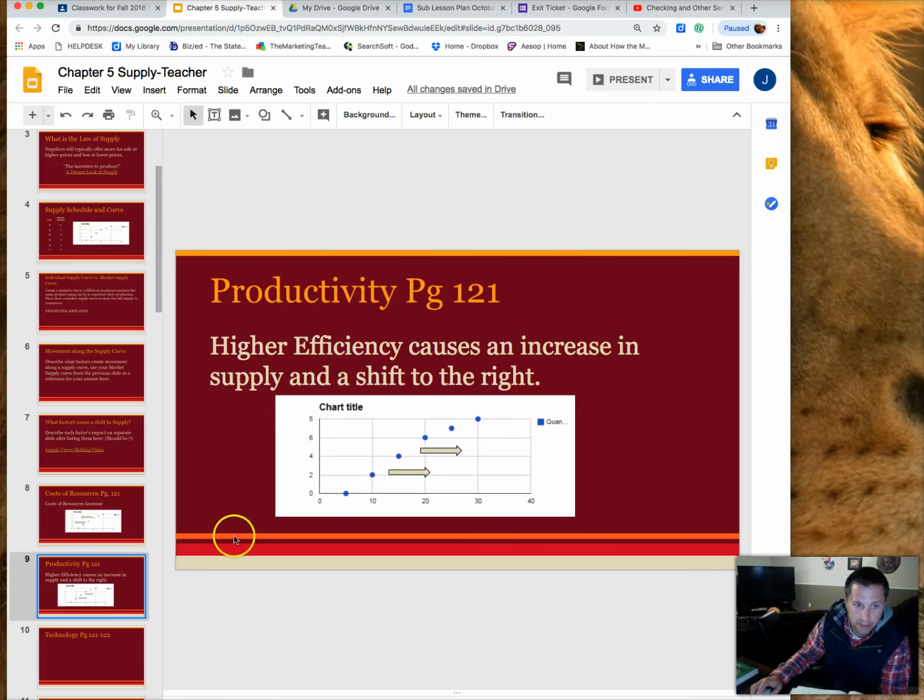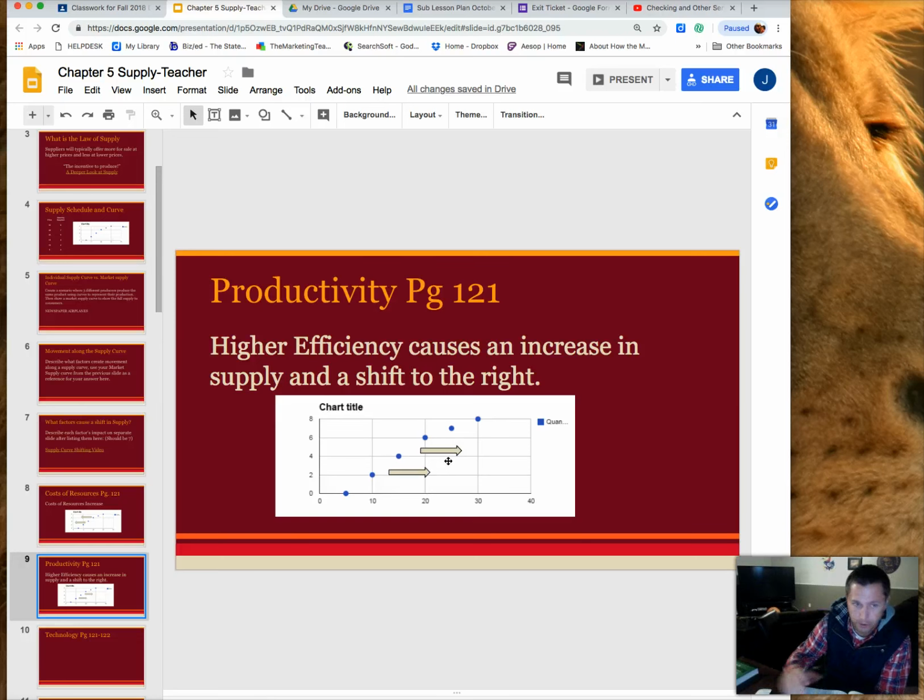On the next one, I did another one for you. It talks about higher efficiency causing an increase in supply and a shift to the right. So if my workers are more efficient or some kind of ability to produce becomes more efficient, maybe technology has helped that, which there's a hint, there's an opportunity to do that on the next slide.